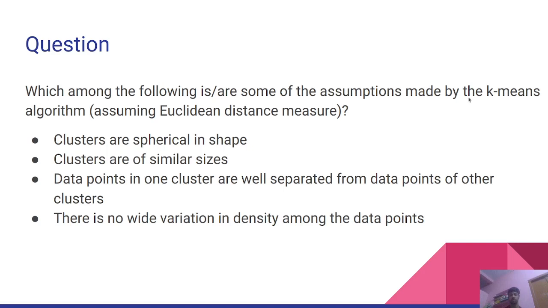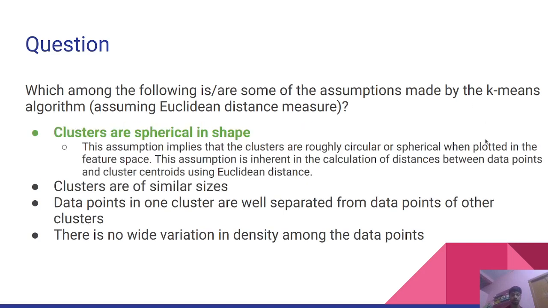So first option is correct. We'll go one by one for all of the options. The first option is actually correct because in the K-means algorithm, we assume that clusters are roughly circular or spherical, and this is the basic assumption in K-means. Whenever we are using K-means, we are assuming that the clusters are circular in nature.